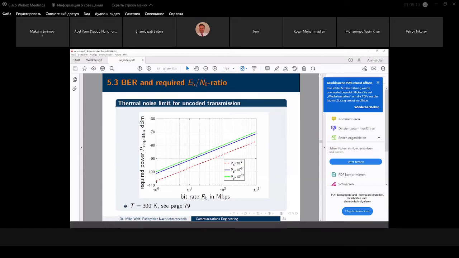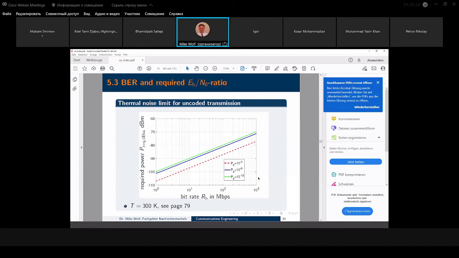But if you need a better bit error probability, let's say 10 to the minus 12, you see this difference of nearly 70 dB. So I mentioned before, this eta is higher. And then if I increase the bit rate more and more, let's say I'm interested in 1 gigabit per second.